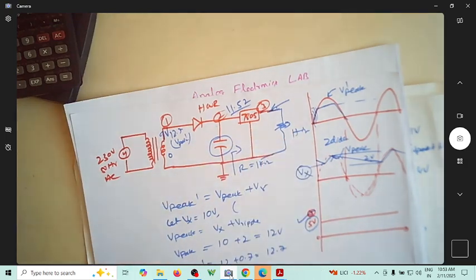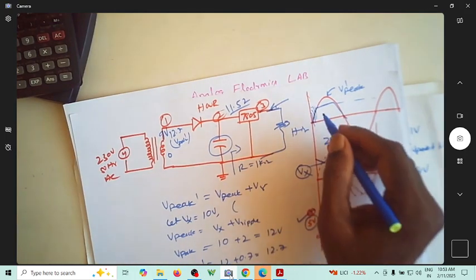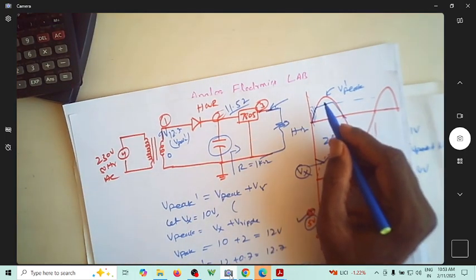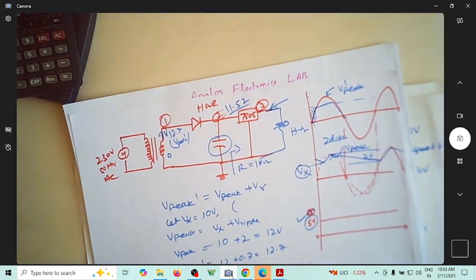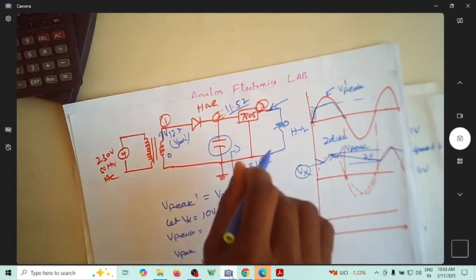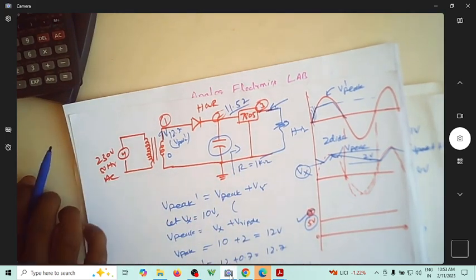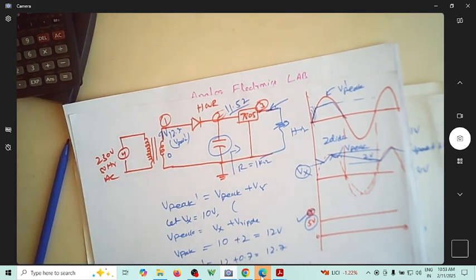So these are the different parameters that you are supposed to find. One is how to regulate the output voltage, then load regulation and line regulation.